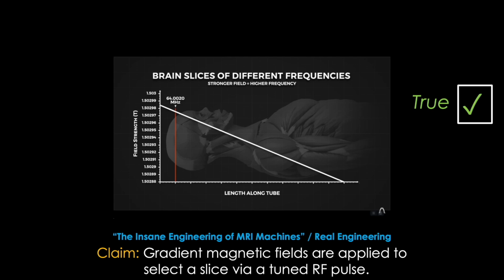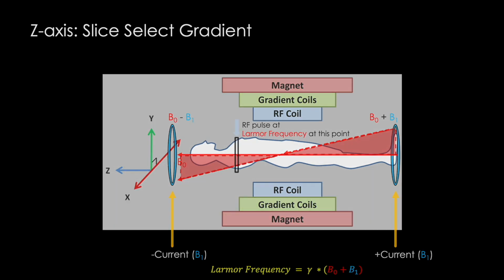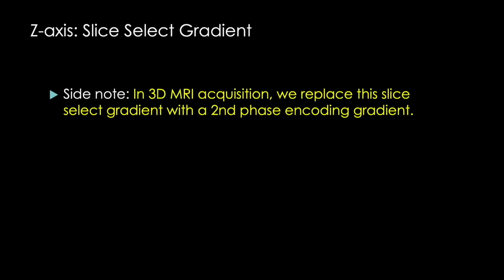True, and very good on this one. This is not an easy answer to find. If you want further information on how we create these gradient magnetic fields, check out the dedicated lecture on slice selection, link above. And just remember, this is only for 2D imaging. For 3D imaging technique, we are imaging a cube of matter, not a slice, and therefore we replace the slice select gradient with a second phase encoding step.